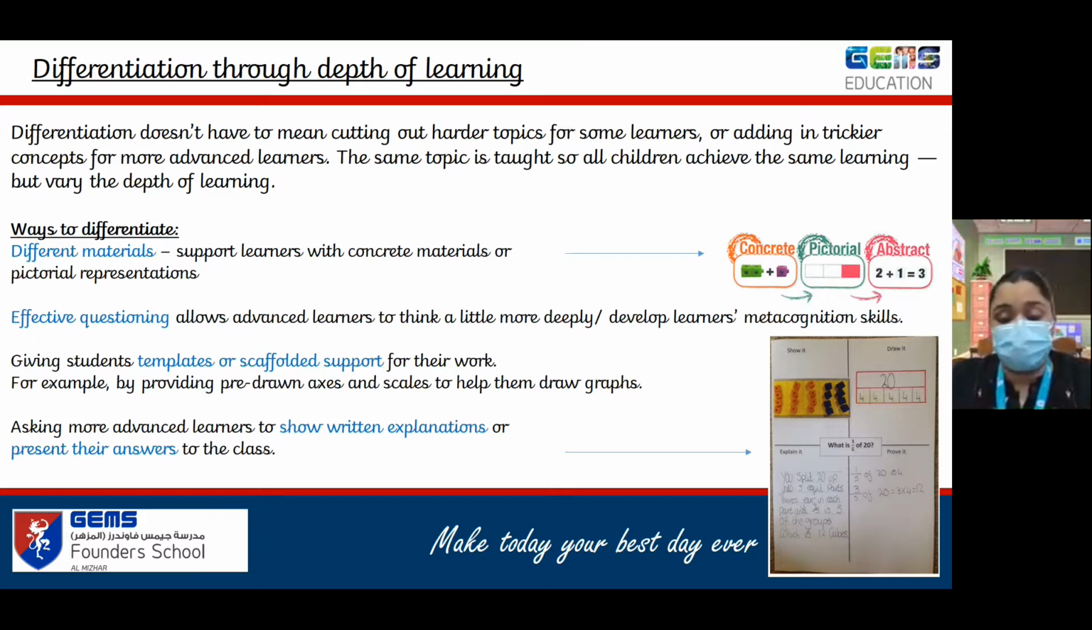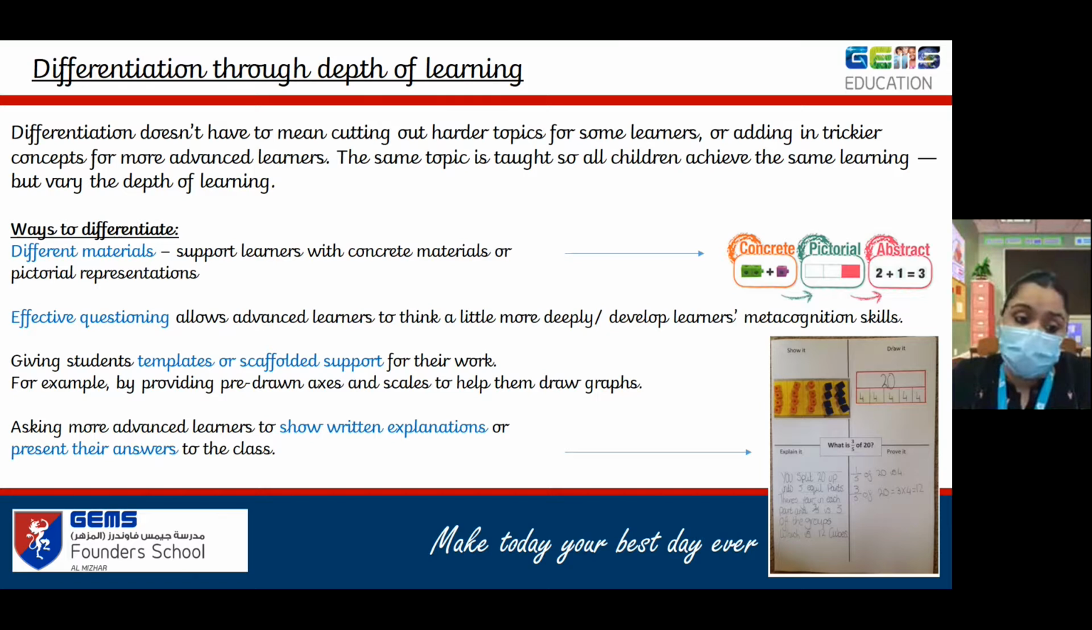For example, if the children are doing place value or addition and subtraction in Key Stage 1, the teacher will provide them with concrete materials like tens and ones for them to be able to make certain numbers and understand the topic better with the resources provided. The next way to differentiate can be effective questioning. Effective questioning allows the learners to think more deeply, to look for the answers and to justify the answer that they are providing.